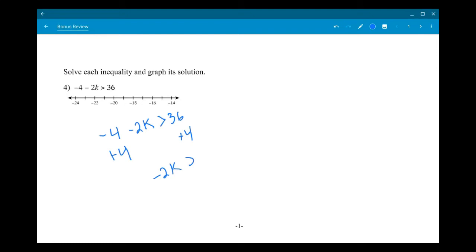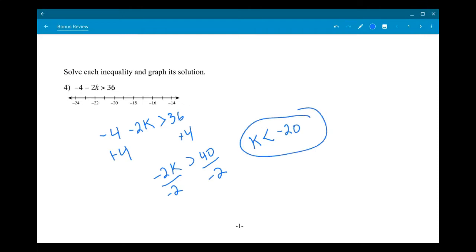So I'm just doing the exact same thing I would do if I were solving an equation. The only difference in solving an equation versus an inequality comes right at the end here. Okay, so I divide both sides by -2. Anytime you divide by a negative, you've got to change the direction of your inequality sign. So I'm going to do 40 divided by -2. That gets me -20. And I'm going to change my greater than sign to a less than sign.